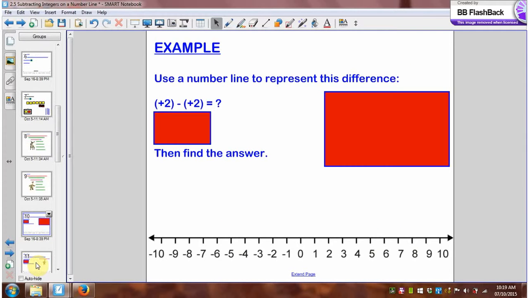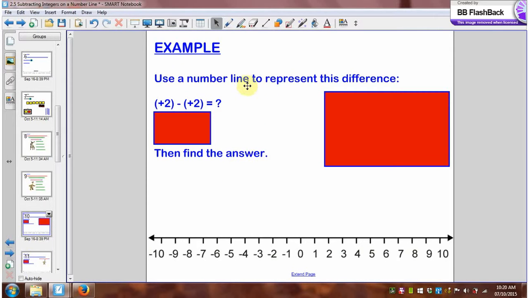Alright, so example, this is to be written down in your notes. Use a number line to represent this difference. Okay, we're going to be using the number line now. Write this down, pause until you have it written down, then we'll talk about how you go about this.